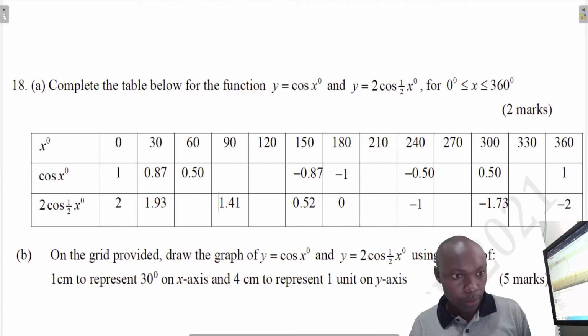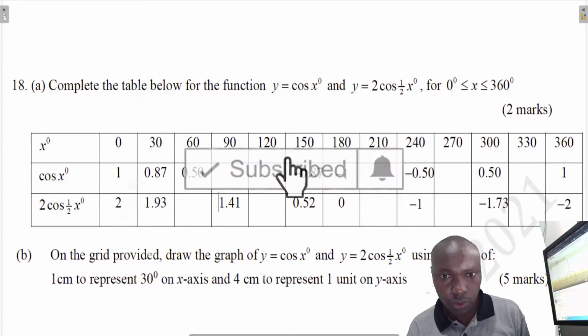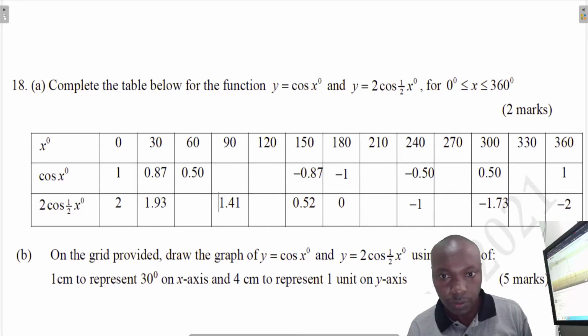Hello, welcome. Let's tackle this question on trigonometric graphs. The question reads, complete the table below for the function y equals cos x and y equals 2 cosine half x, for the range x greater than or equal to 0 and less than or equal to 360. Looking at the table, the two rows you're supposed to fill get you 2 marks.